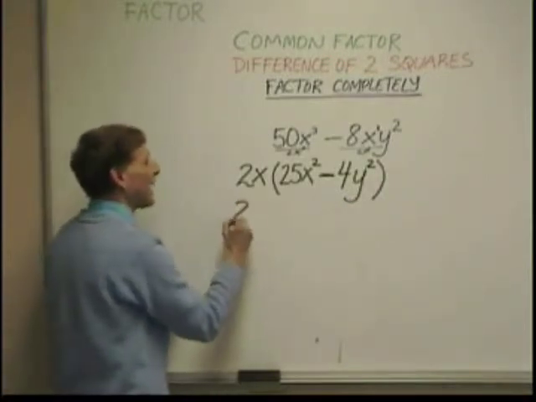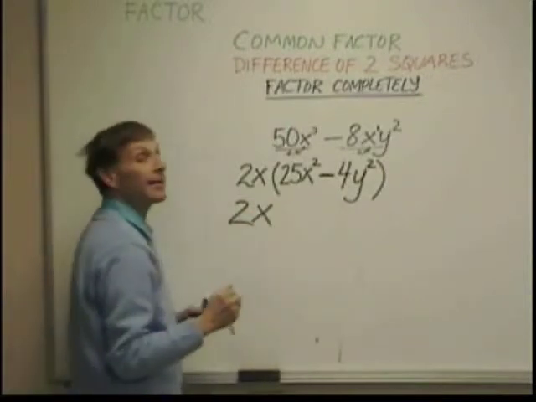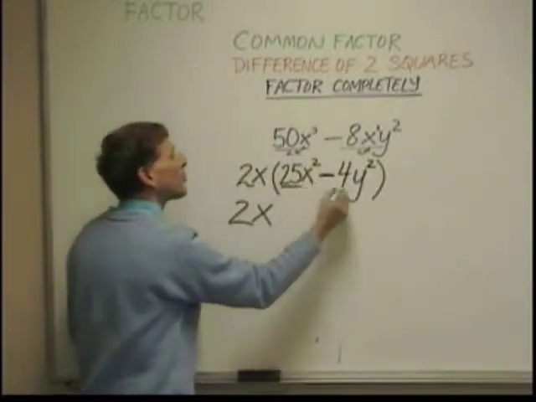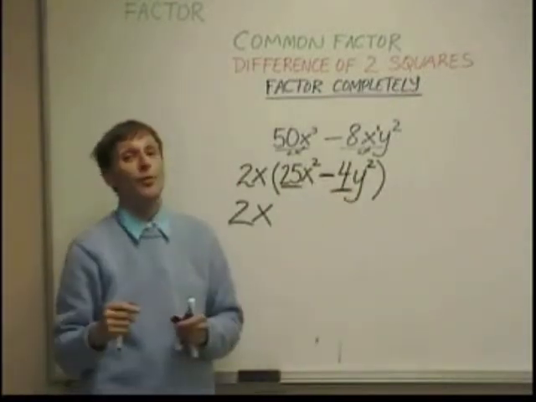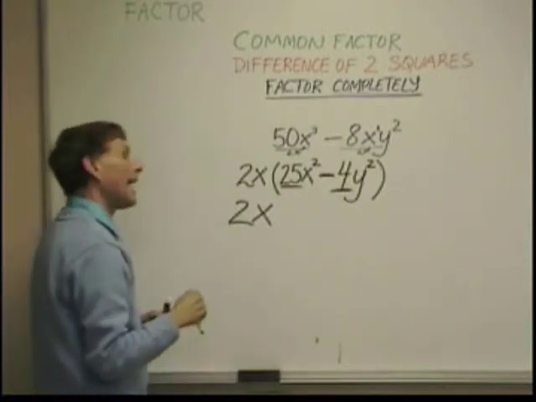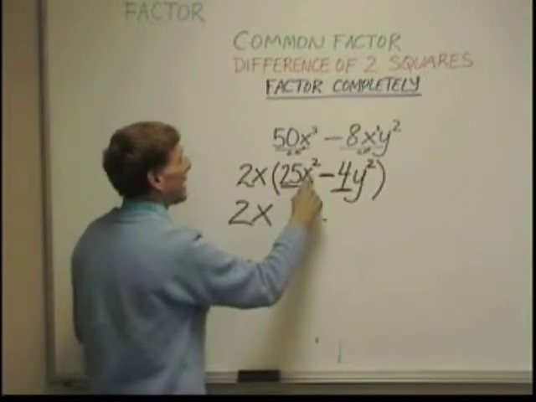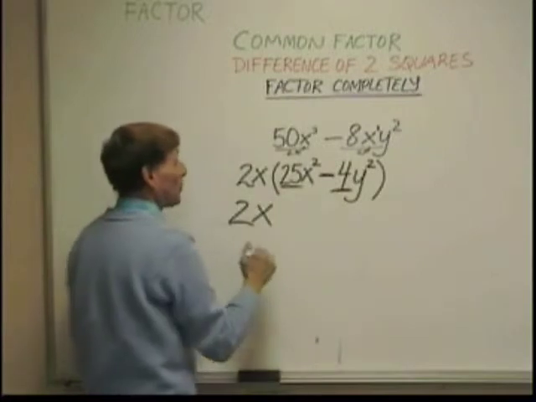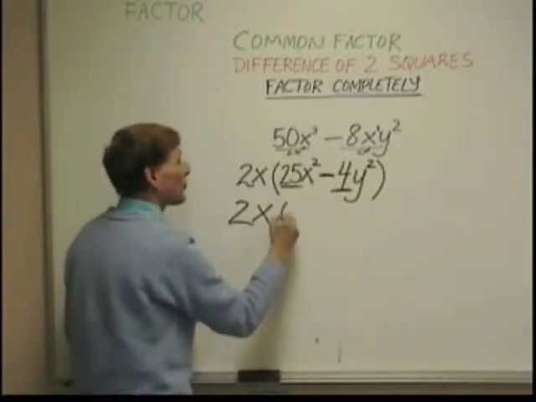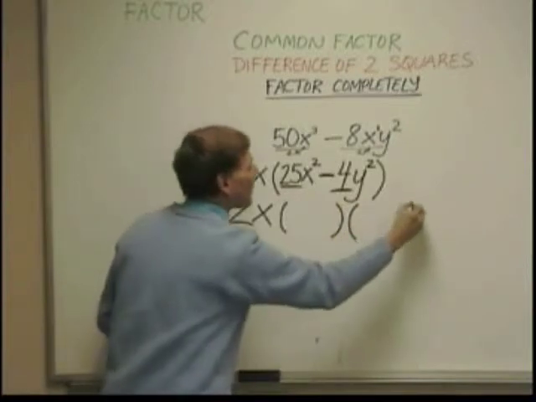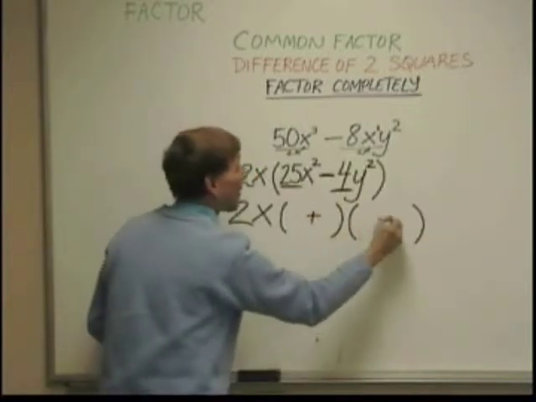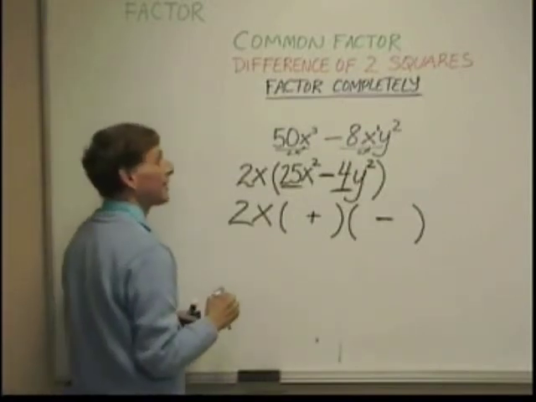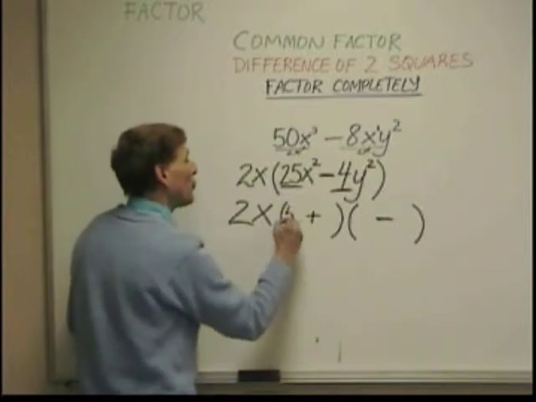You save this 2x on the outside. That will remain there. But when you recognize you have a perfect square number, remember your list of perfect squares, they're important, and you have an even exponent on each side, in this case 2, then you have the difference of two squares. You make two parentheses, you put a plus in one, a minus in the other. The order really doesn't matter. One has to be plus, one has to be minus. And you put the roots in each.